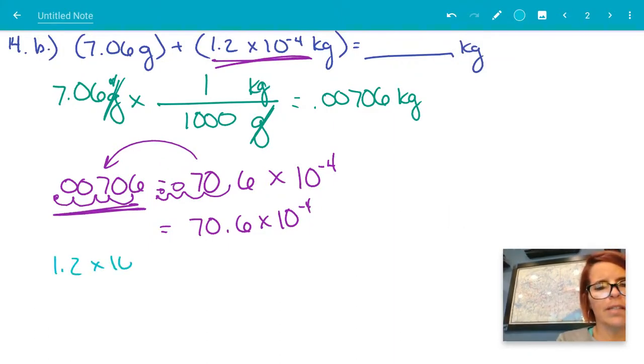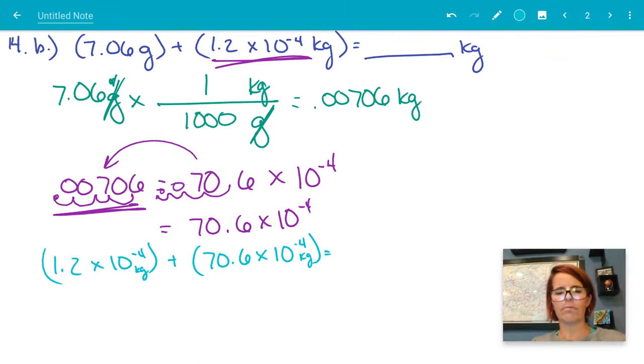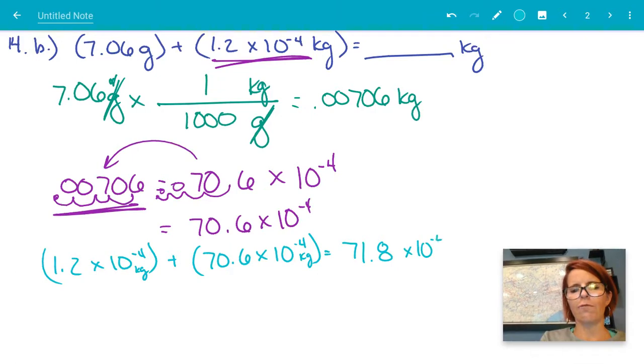1.2 times 10 to the negative 4 plus 70.6 times 10 to the negative 4. Oops, and I told you to keep your units, didn't I? I'm really good about doing units, so I shouldn't have. I'm surprised I missed them. Okay, so when I add those together, it looks like we get 71.8 times 10 to the negative 4 kilograms. And I should be done, right?